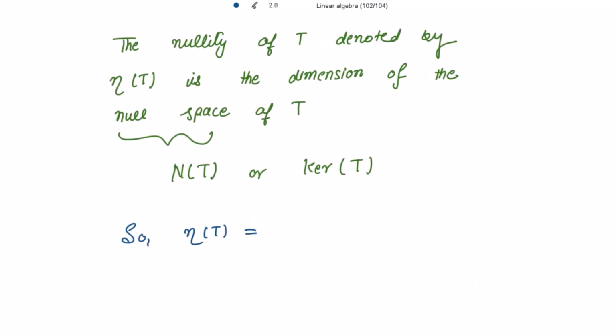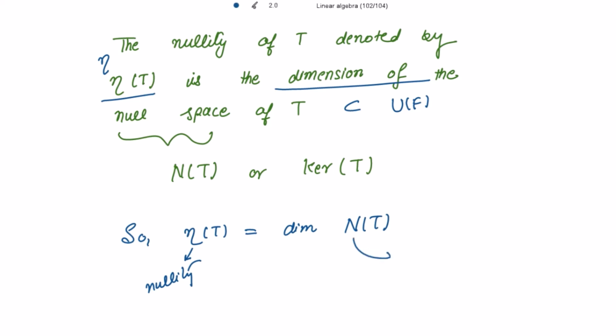Then the nullity of T is denoted by n(T), or just a stylish n like this. This is the dimension of the null space of T. Now the null space of T is a subspace of the vector space U, right? So nullity is the dimension of the null space of T. So n(T) is equal to the dimension of N(T) or the kernel of T. Small n is for the nullity and capital N is for the null space. So when we find the dimension of the null space of T, we get the nullity.